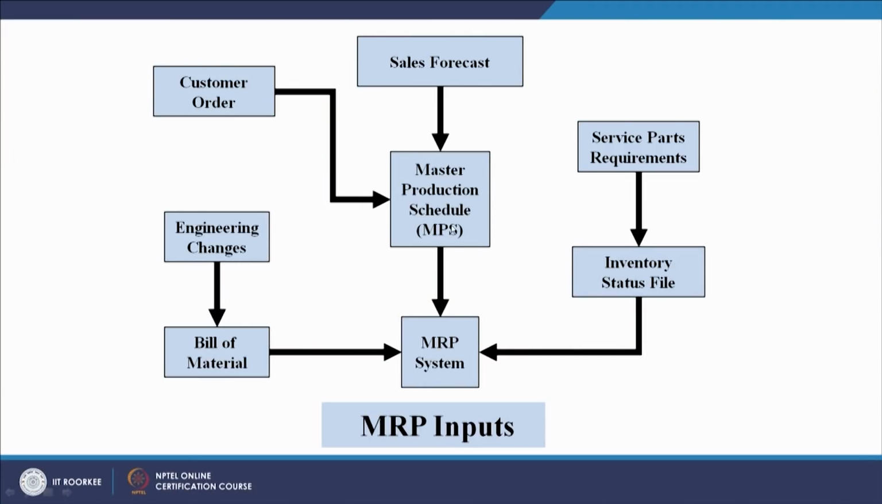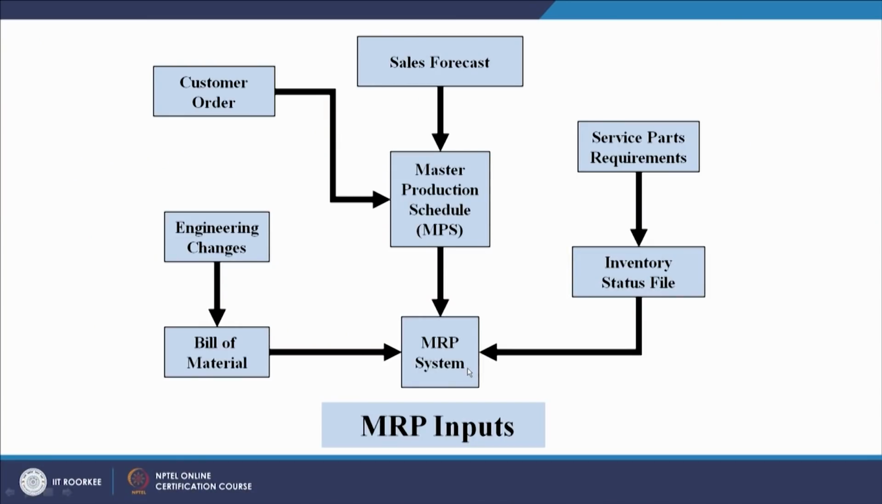The master production schedule is one input, but the master production schedule has further inputs, that is the sales forecast and the customer's order. Based on that, we have the master production schedule, which is an input to the MRP system. Then the inventory status file will give us the exact amount of materials available, what the safety stock is, all that data. And the bill of materials will tell us exactly what materials are required.